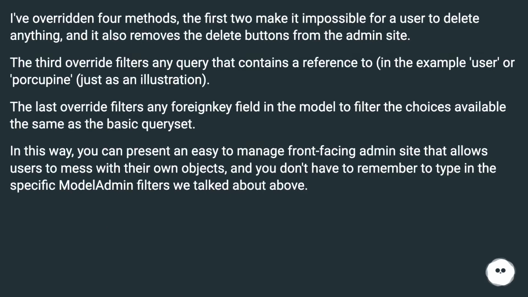I've overridden four methods. The first two make it impossible for a user to delete anything, and it also removes the delete buttons from the admin site. The third override filters any query that contains a reference to, in the example, user or porcupine, just as an illustration. The last override filters any foreign key field in the model to filter the choices available the same as the basic QuerySet. In this way, you can present an easy-to-manage front-facing admin site that allows users to mess with their own objects, and you don't have to remember to type in the specific model admin filters we talked about above.